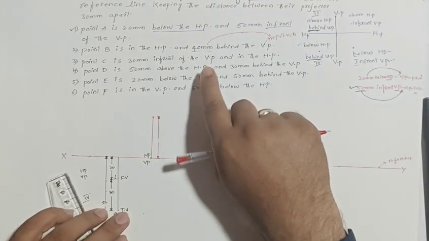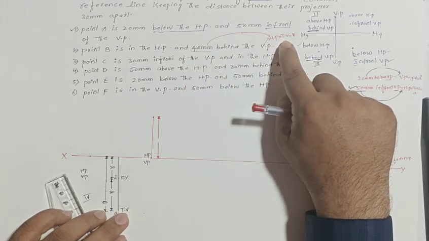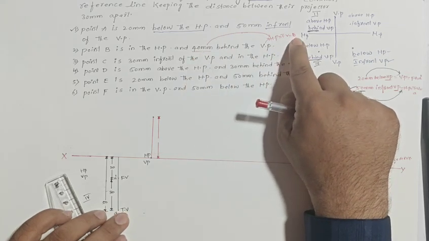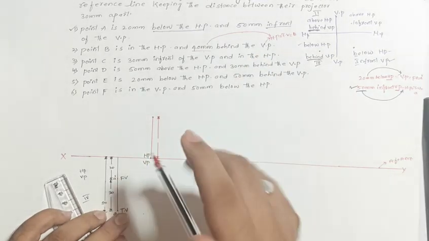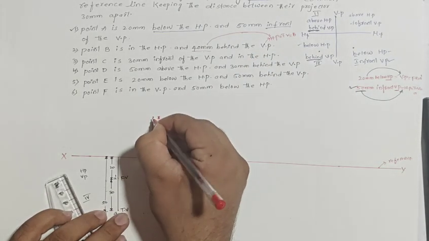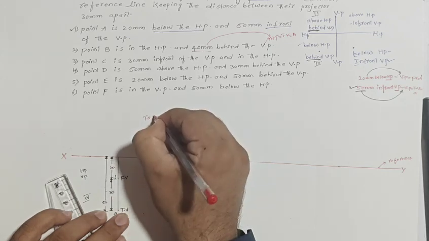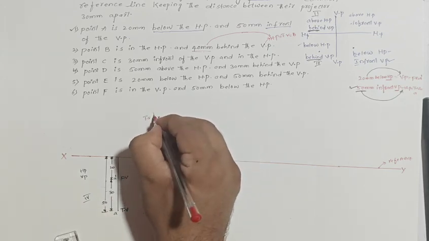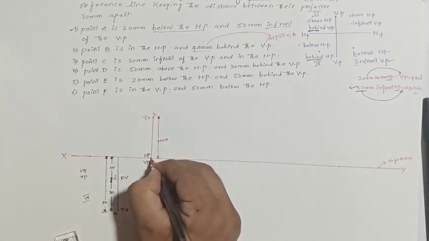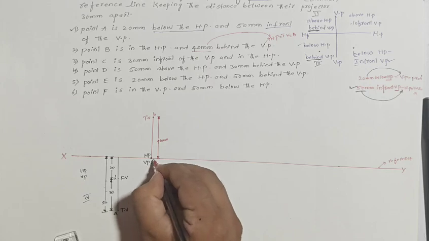So let us see. 40 mm behind the VP, resting on where? On HP. HP, what can we say? Top view. Top view is represented as the point B. What about VP? VP is called front view. Is it right? It represents the point B dash.